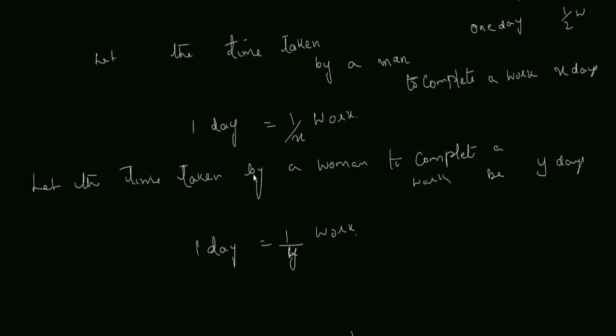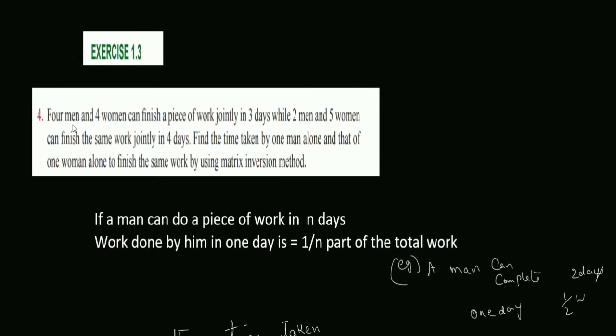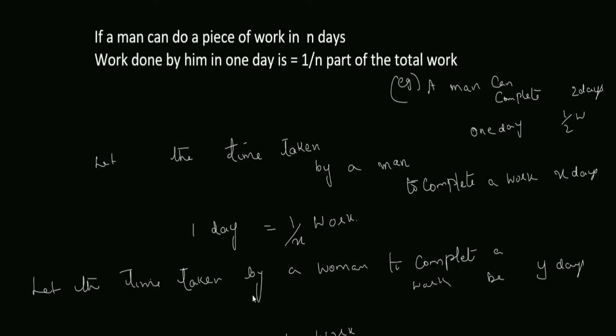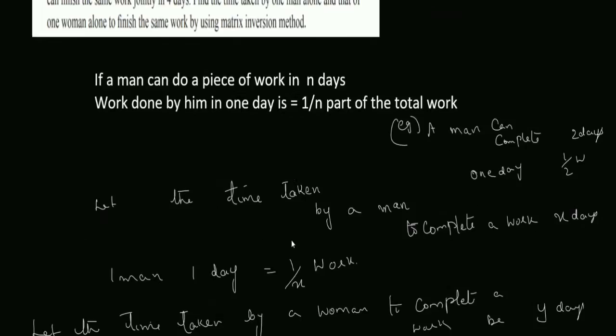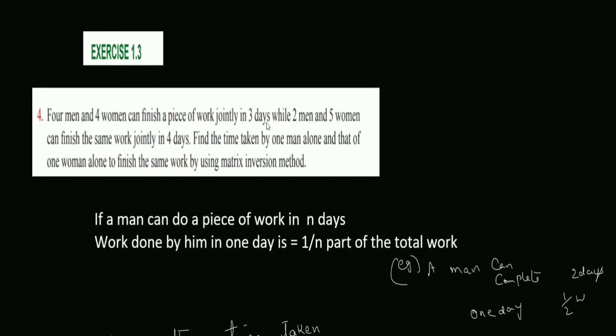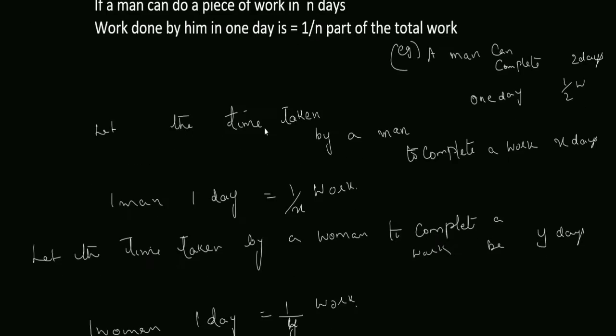So in 1 day, how many men are working? 4 men. 1 man in 1 day, he can complete 1 by x work. 1 woman in 1 day, she can complete 1 by y work. There are 4 men, so 4 men can complete 4 by x of the work. 4 women can complete 4 by y of the work in a day. So in 1 day, they are working for 3 days. That means in 1 day they can complete 1 by 3.